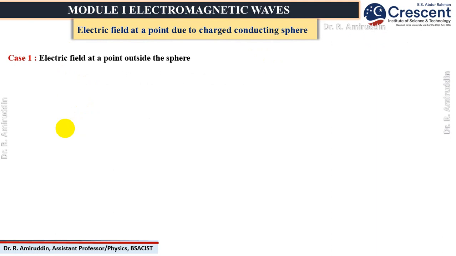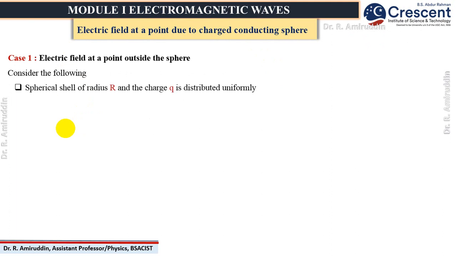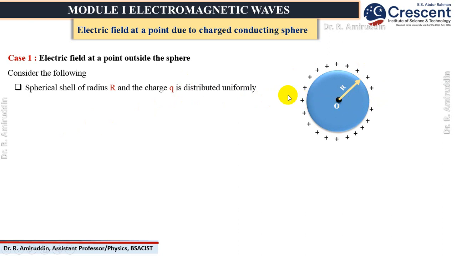So the first case is case 1, electric field at a point outside the sphere. Let us consider the following. We will consider a spherical shell with a radius capital R, and charge Q distributed uniformly. We will explain with a schematic diagram. The center is the origin. Let us consider the charge spread uniformly across the surface of the spherical shell. Let P be the point outside the spherical shell.